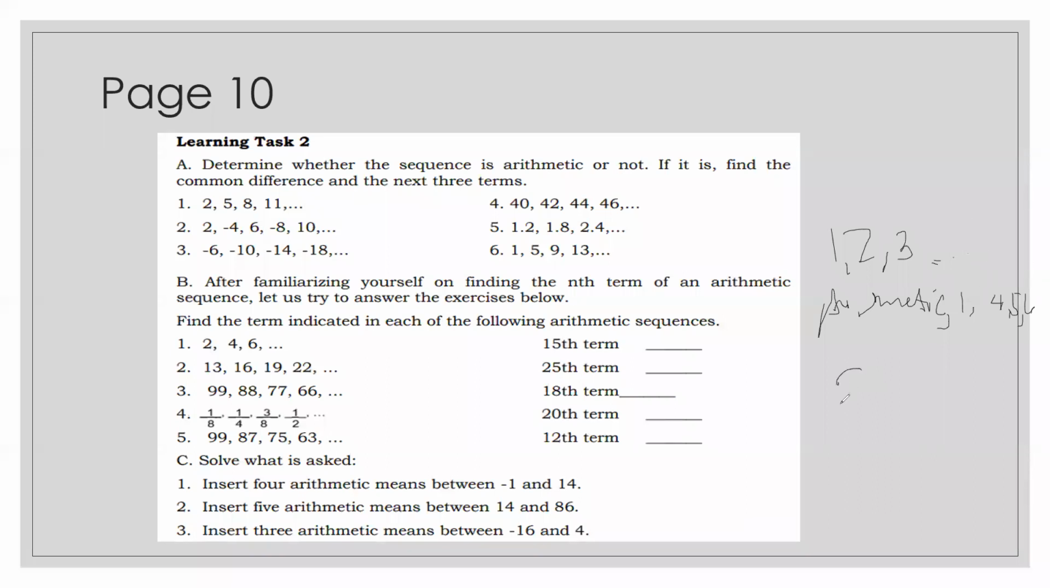Pero kung nakalagay naman 2, 6, 7, 10, is that arithmetic or not arithmetic? Not arithmetic. Kasi from 2 to 6, nag-plus 4 tayo, tapos nag-plus 1 siya, tapos nag-plus 3 siya. So hindi siya consistent. So ilalagay mo lang not arithmetic. Clear?